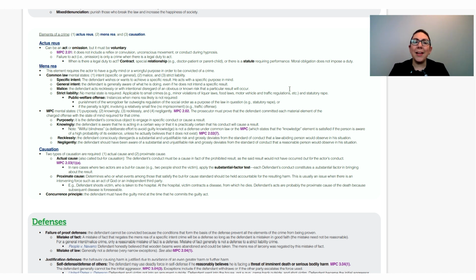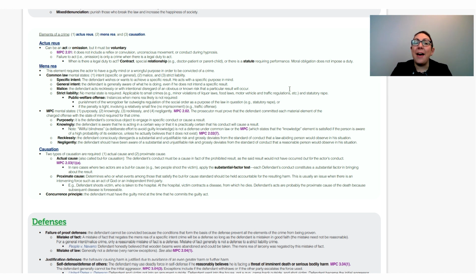The next one under the Model Penal Code is knowingly. Here, the defendant is aware that he's acting in a certain way or that his conduct is very likely to cause a certain result. This one is very similar to common law general intent. Third, we have recklessly. So under Model Penal Code recklessly, the defendant is consciously disregarding a substantial and unjustifiable risk. Very similar to common law malice.